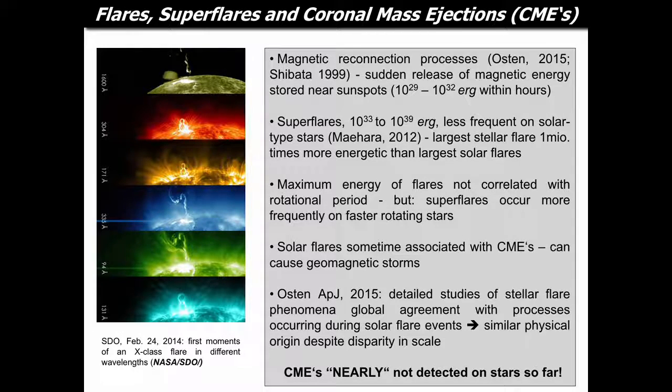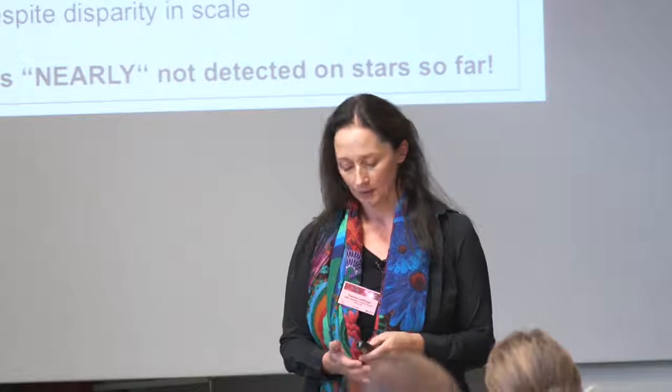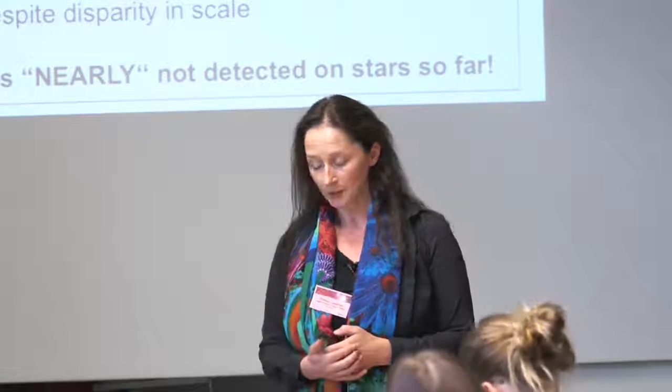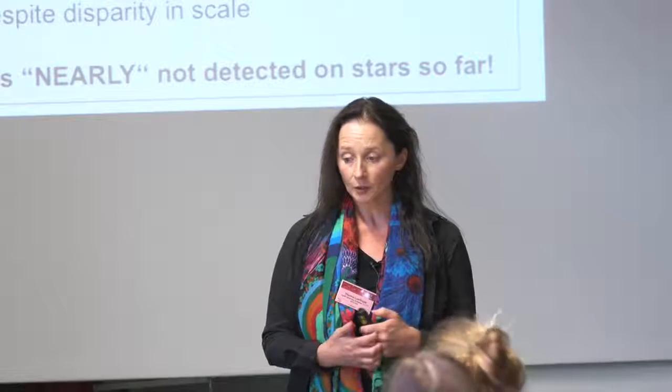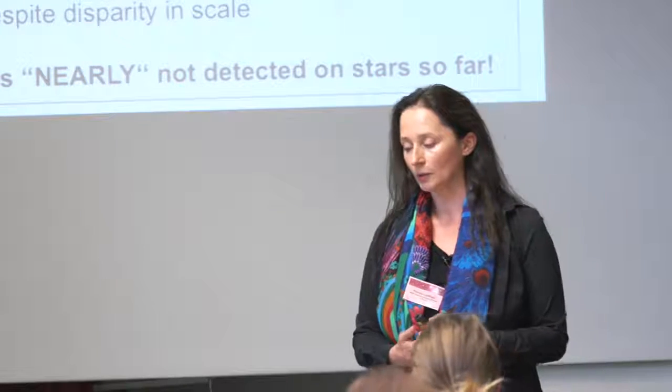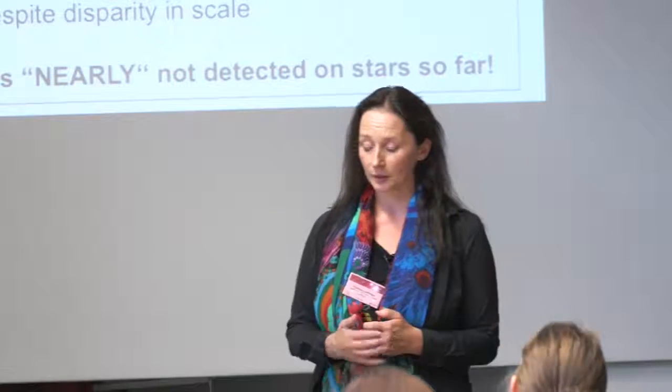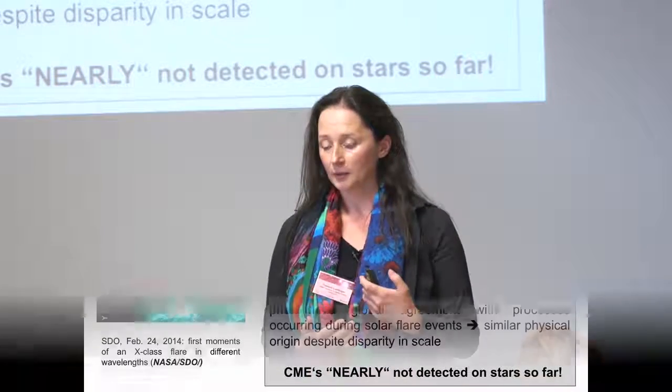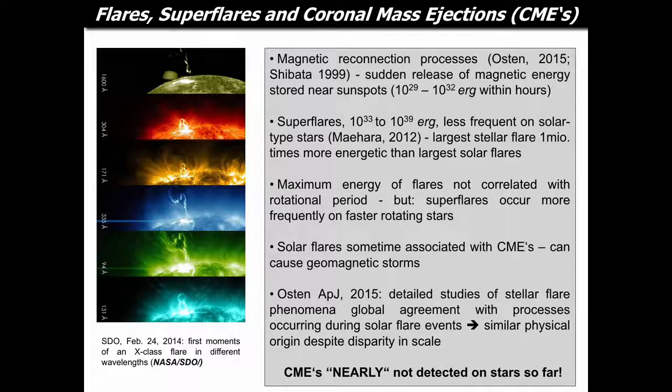But just to give you a little more detail on flares, superflares, and coronal mass ejections, what can be done, what cannot be done from the observational point of view, I will show you in the next few slides. So coronal mass ejections are triggered by magnetic reconnection processes. This is work that is done a lot by Rachel Osten and Shibata. And they appear during sudden releases of magnetic energy stored near sunspots. So you have flux tubes diffusing up to the surface. When they open up, CMEs can occur.